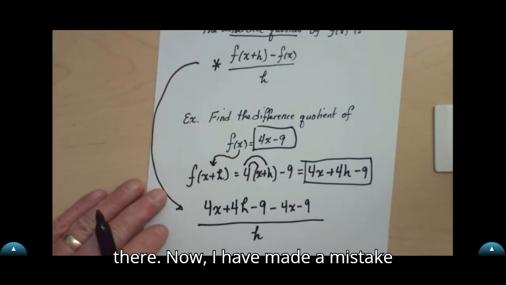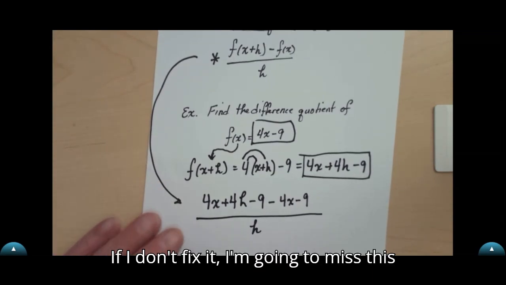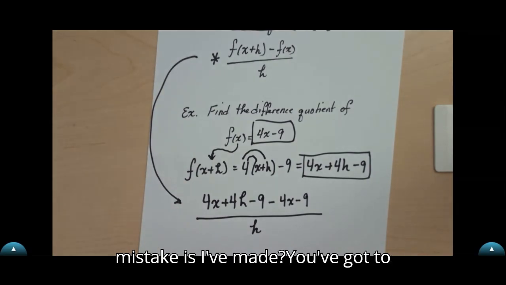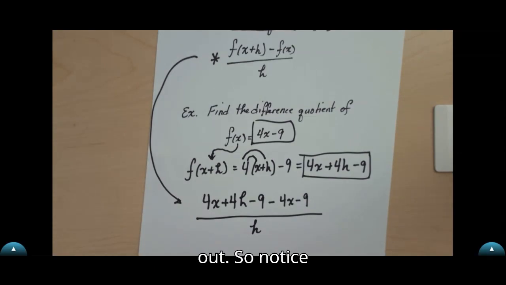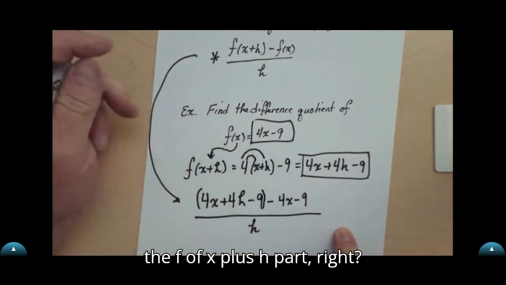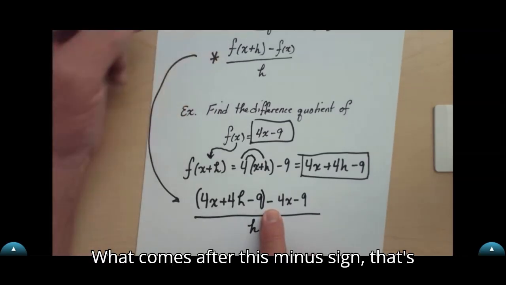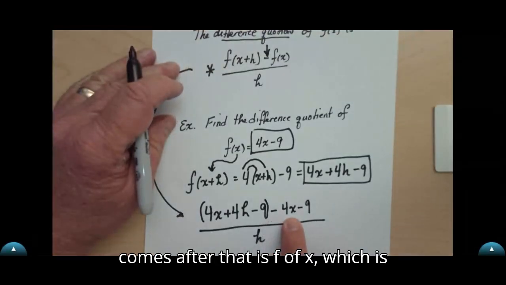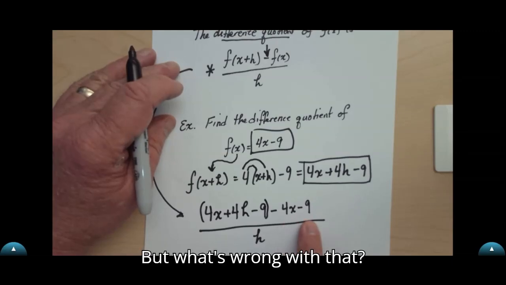Now, I have made a mistake here. If I don't fix it, I'm going to miss this problem. Does anybody see what the mistake is I've made? You've got to look pretty close to figure it out. So notice that here, that's the f of x plus h part, right? What comes after this minus sign is f of x, which is 4x minus 9. But what's wrong with that?